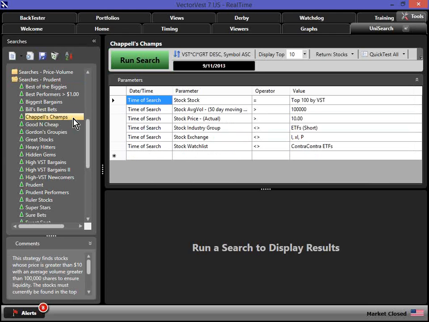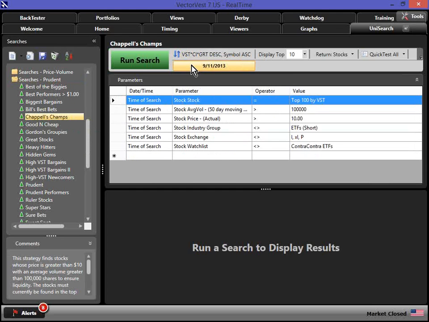Okay, Chappell's Champs. What this is doing, look at this one criteria right here. Out of all 8,000 stocks that we look at, this search is only looking at the stocks that are in the top 100 VST. That's all it's looking at, the top 100 VST stocks. And it's going to take those 100 VST stocks and sort them in a unique way. It's going to sort those 100 stocks by the best combination of VST, comfort index, and earnings growth rate.